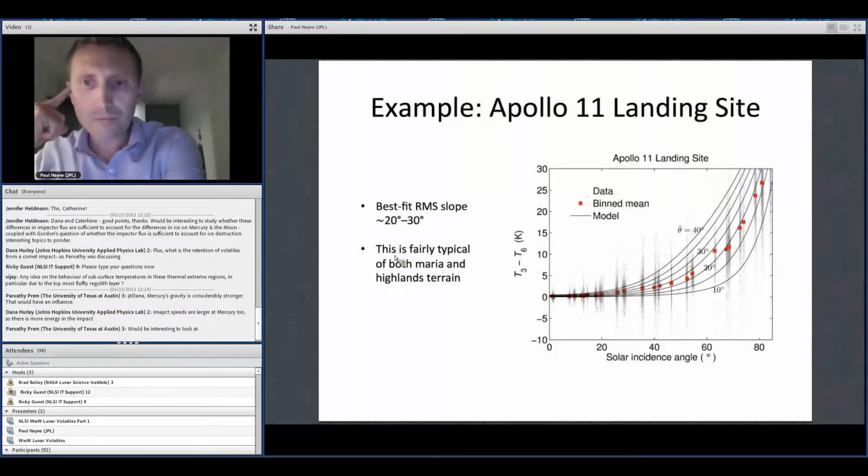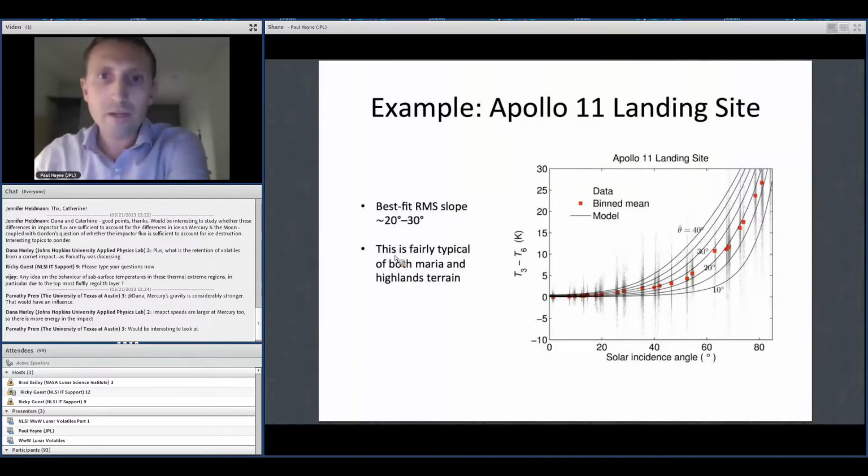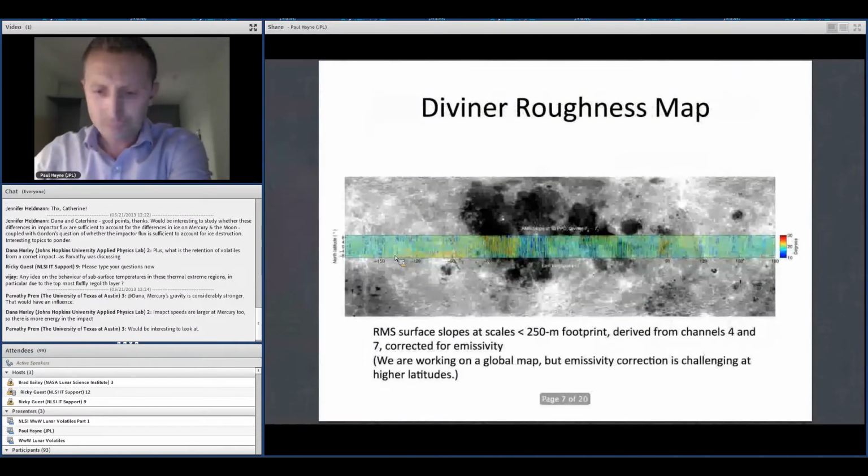And disentangling exactly what scale dominates is somewhat complicated, but basically because surface roughness tends to increase with decreasing scale, this means that we're mostly sampling the smallest scales over which a thermal gradient can be maintained.